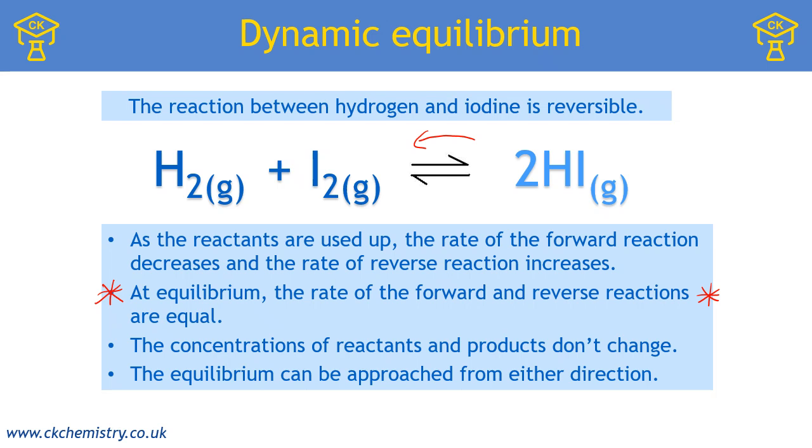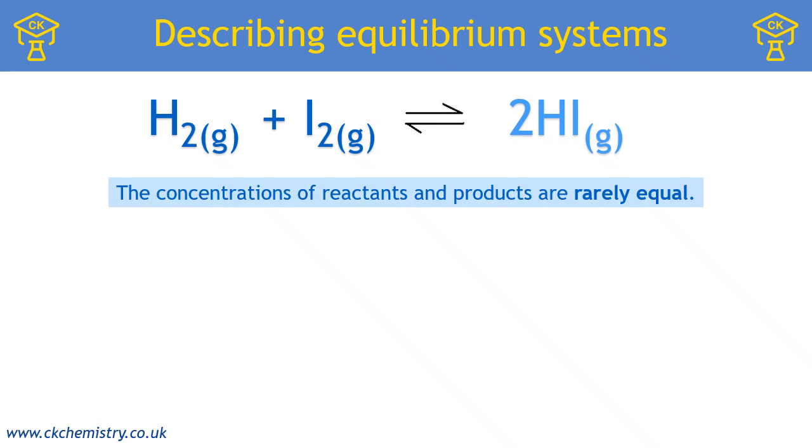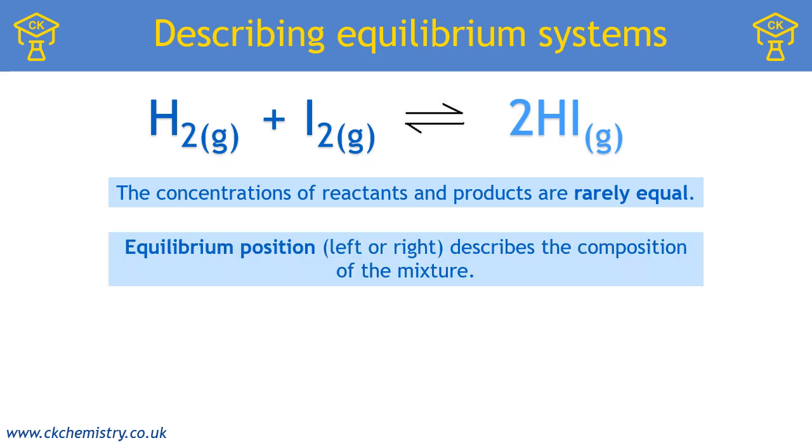We can therefore describe equilibria. The concentrations of the reactants and products, although they don't change, are not equal. So there isn't the same amount of hydrogen iodide as there is H2 and I2. How much there is on each side depends on the pressure and the temperature and anything else that affects reaction rates. So we can talk about the equilibrium position as being either on the left-hand side, and you can use these shorthands when you're explaining things, or more on the right-hand side.